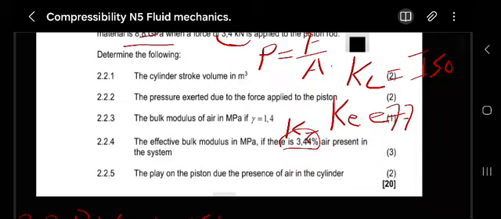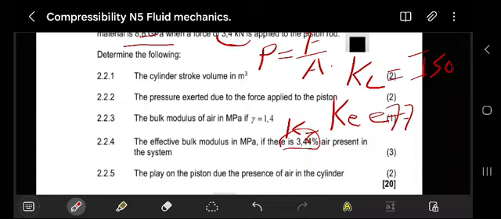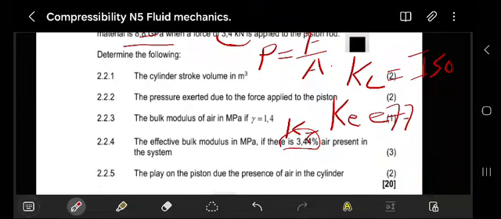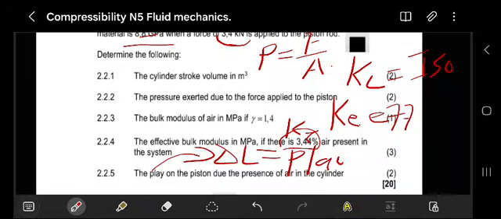Last question, 2.2.5: the play on the piston due to presence of air in the cylinder. I've explained this. Play is the same as the change in length, right? This is equal to play. So the change in length is equal to the play.